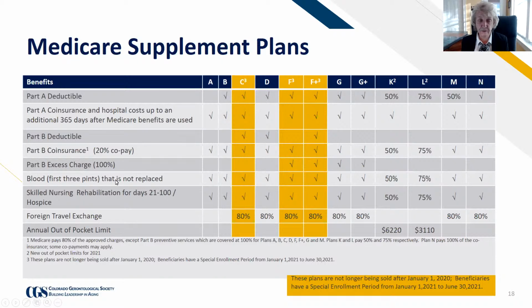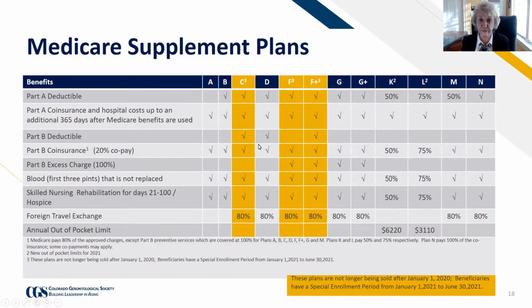The B deductible is paid by a C, D, or I see there should be a check mark by the F and an F plus. As of January 1, 2021, no company will be able to sell a plan that has a Part B deductible as a benefit. However, if you choose to keep your C, F, or F plus, they will continue to pay your Part B deductible.